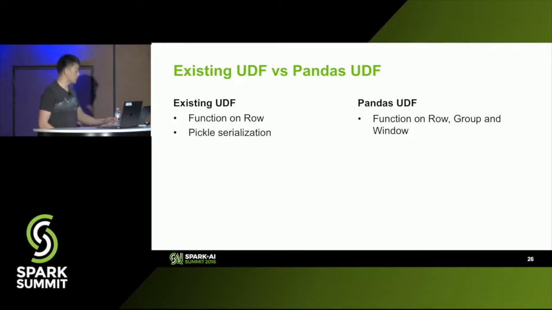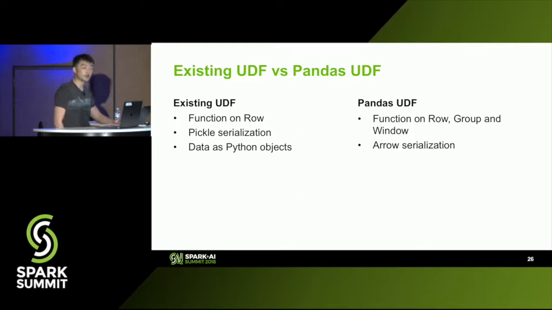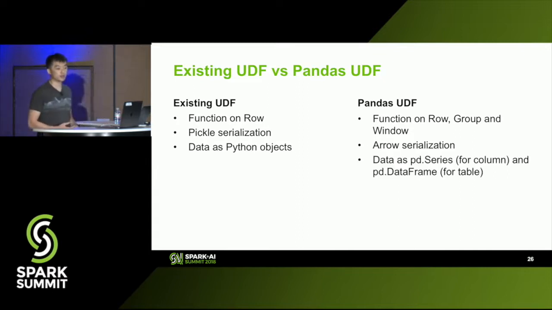For the serialization part, the existing UDF uses Pickle serialization, and the Pandas UDF uses Arrow serialization, which is a more efficient binary format. Last but not least, on the data structure side, existing UDF uses Python objects, and Pandas UDF uses more efficient data structures like Pandas Series and Pandas DataFrames.